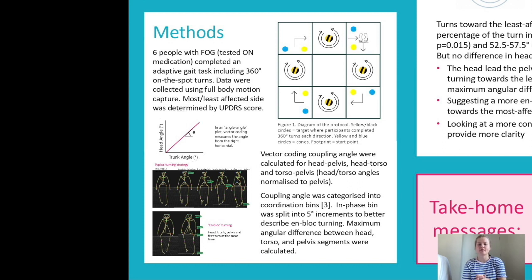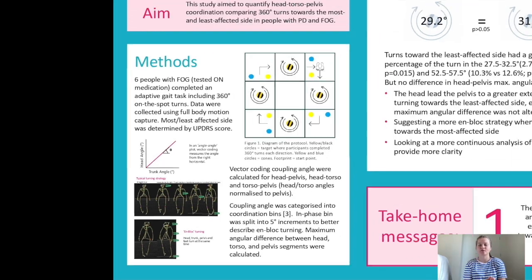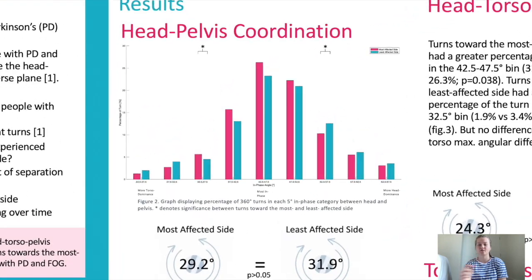Coupling angle was calculated for the head and the torso, the head and the pelvis, and the torso and the pelvis. This was then split into coordination bins, where the in-phase coordination bin was split into further 5-degree sections, so we can get a bit more detail about these small changes in coordination, with the 42.5 to 47.5 degree bin being the most in phase.